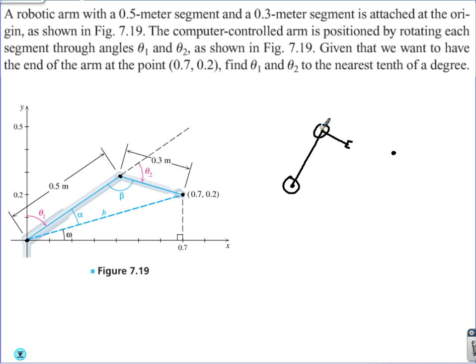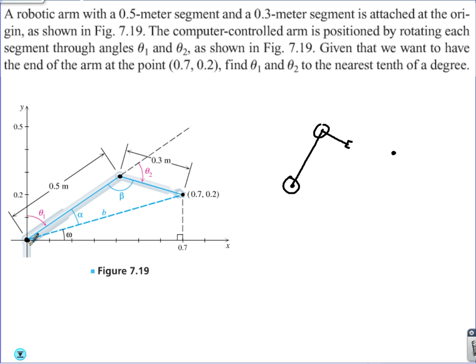It's saying a robotic arm with a 0.5 meter segment. Here's the 0.5 meters, and that's set. You can design a robotic arm to extend, right? You can put some gears in there to actually make them reach out and in. But for this robotic arm, that's set. It's not going to grow any longer. A robotic arm with a 0.5 meter segment and a 0.3 meter segment is attached at the origin.